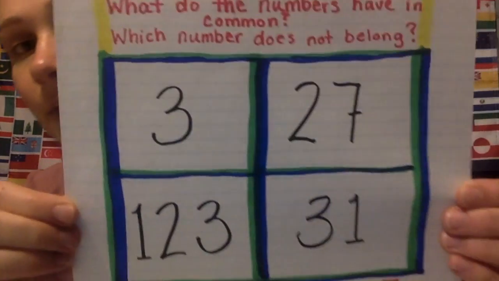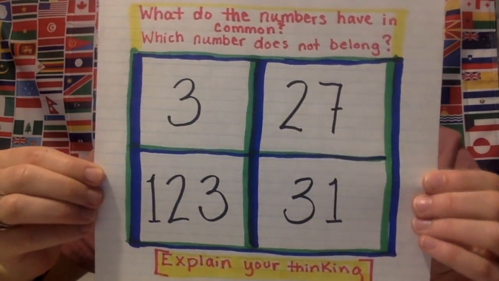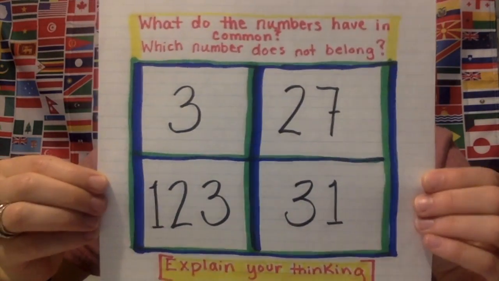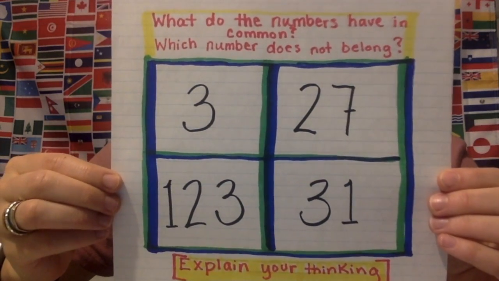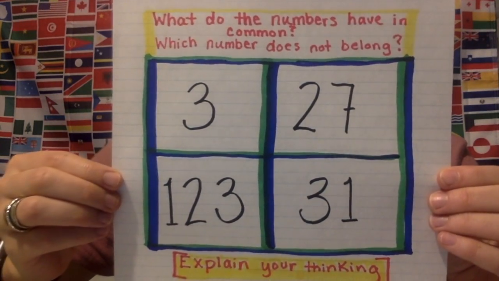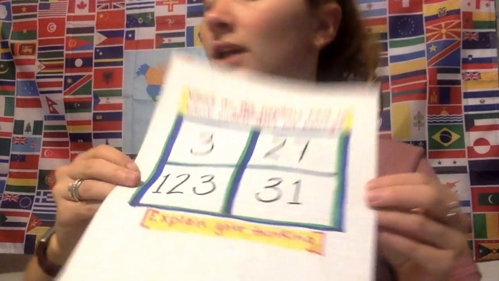So here are our numbers. You could pause the video if you would like. So there's 3, 27, 123, and 31. So what do the numbers have in common? What number does not belong? And explain your math thinking. You can email me your answers. So you can email me your thinking, and I'll email you back what my thinking was on that.